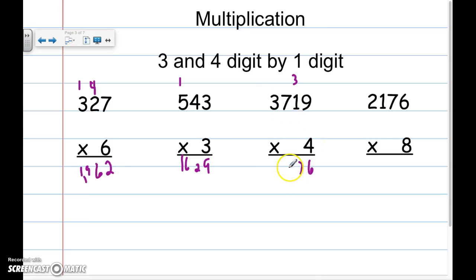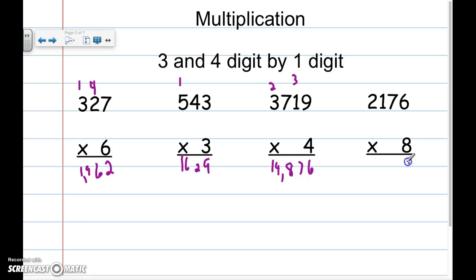So it's 4 times 7 is going to be 28. I'm going to write down the 8, and I'm going to carry the 2. 4 times 3 is 12, plus 2 is 14. So my answer is 14,876. Now I'm going to go over here and do it again.